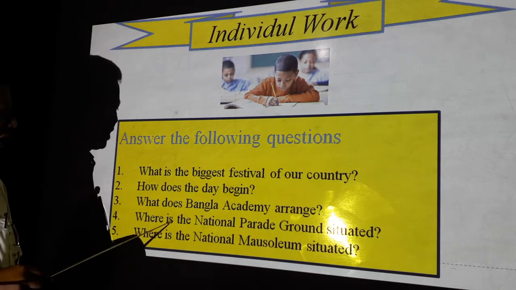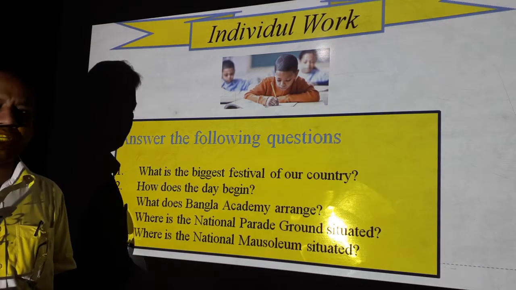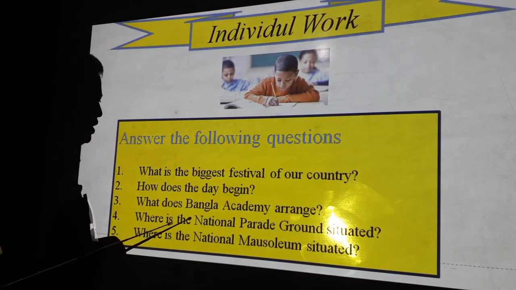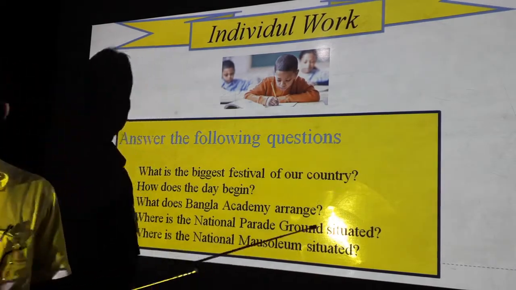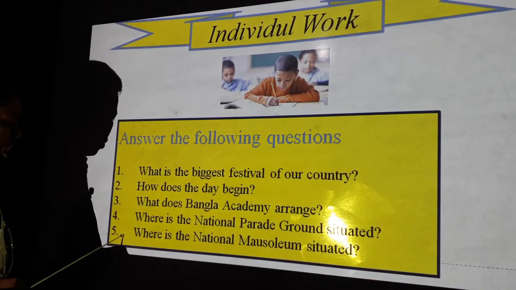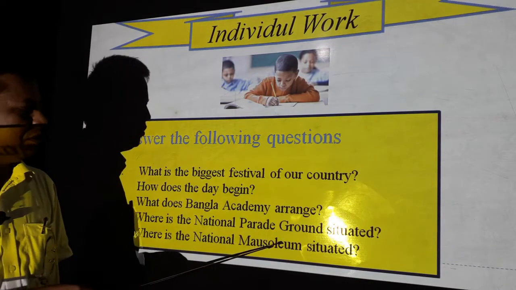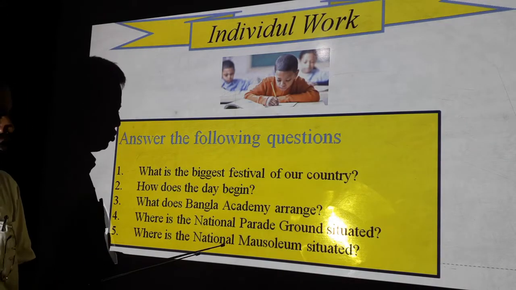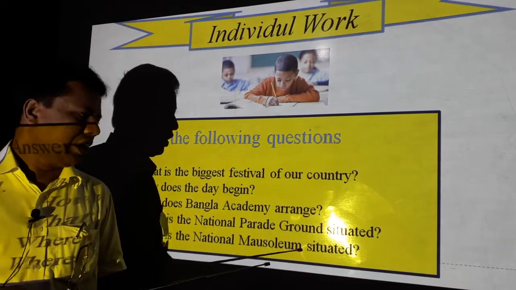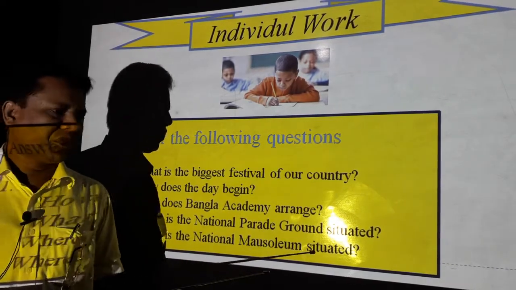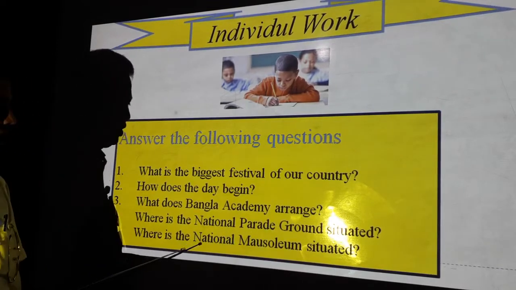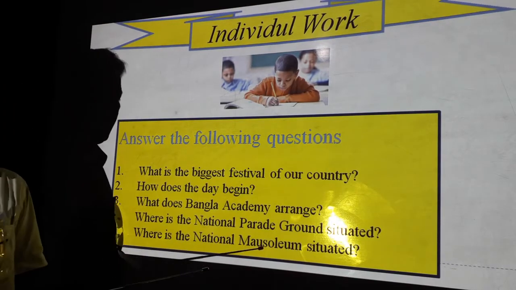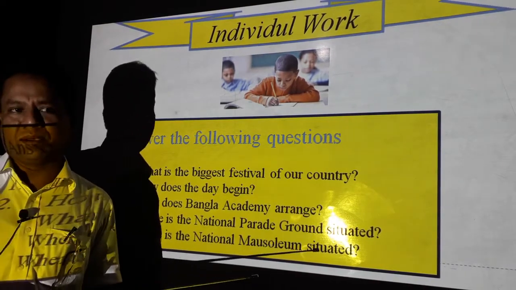Question 4, where is the National Parade Ground situated? The answer is in this way: The National Parade Ground is situated near the National Parliament. Number 5, where is the National Memorial situated? This question we can answer in two ways. The National Memorial is situated in Savar at Nobinagar. Other way we write in this way: The National Memorial is situated in Dhaka at Savar.